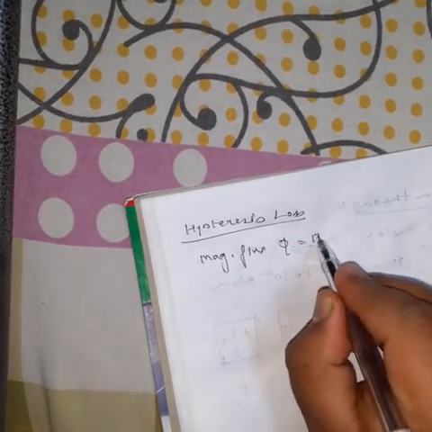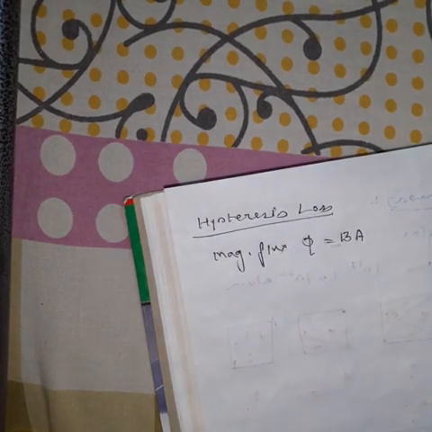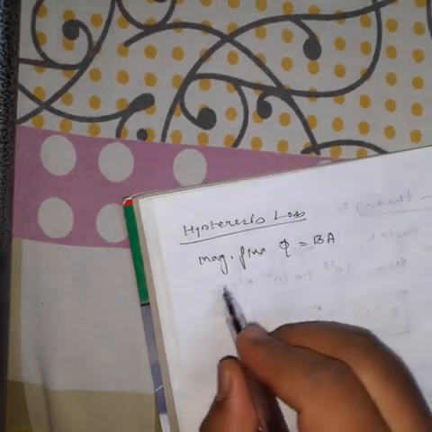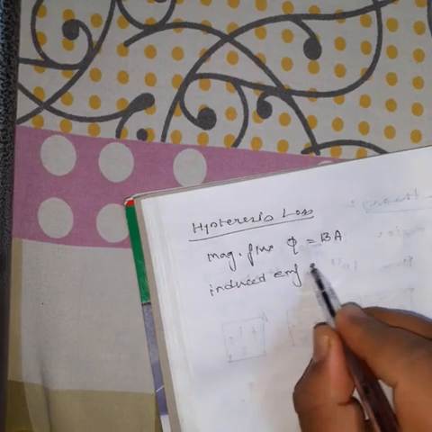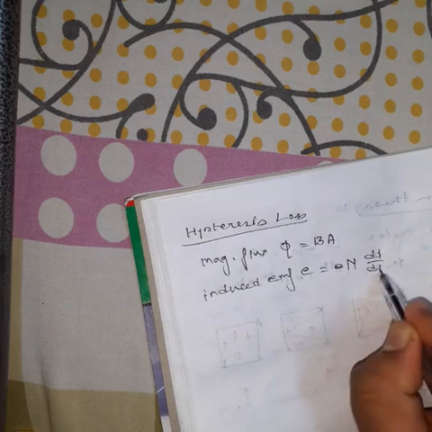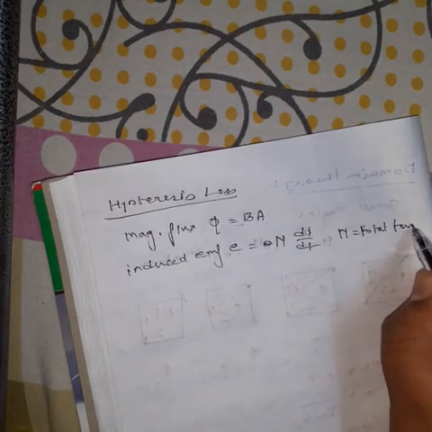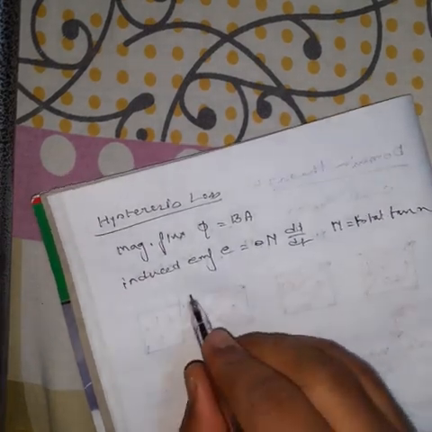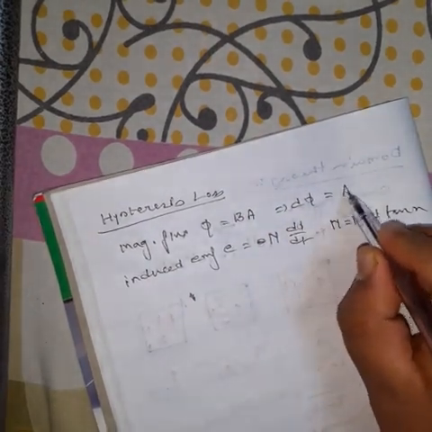Magnetic flux phi is nothing but magnetic induction into area, so B into A. Now, induced EMF is given by N d phi by dt, where N is the total number of turns in the coil. So if phi is this, I can write d phi equal to A into dB, because A is a constant.